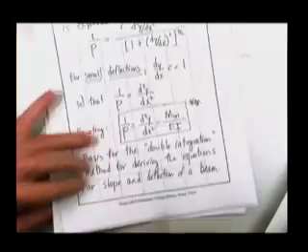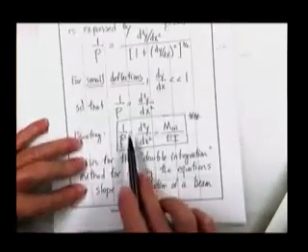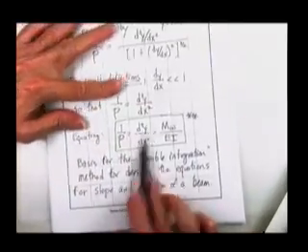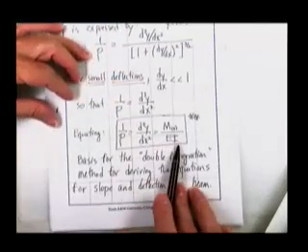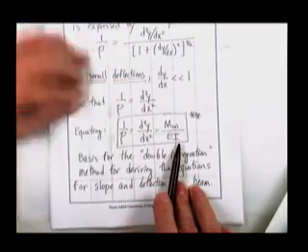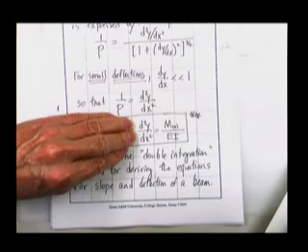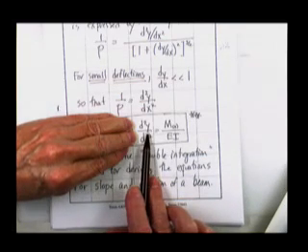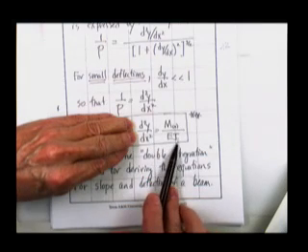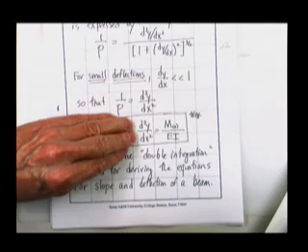1 over rho is M over EI. And therefore, 1 over rho is equal to d squared y dx squared is equal to M over EI. Look what that did. It relates the vertical motion of the beam to the properties of the beam and the moments that you apply.